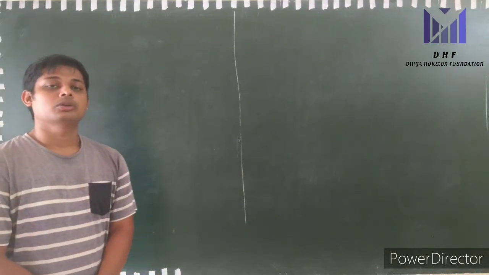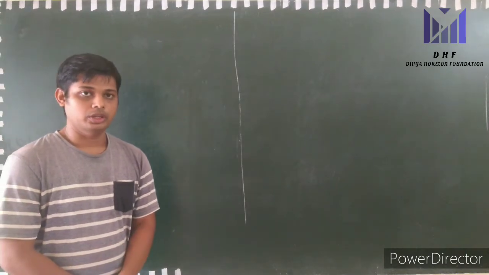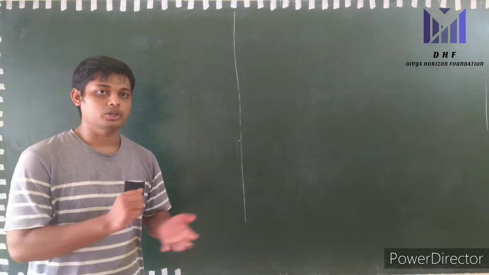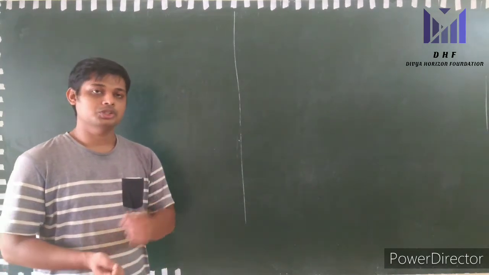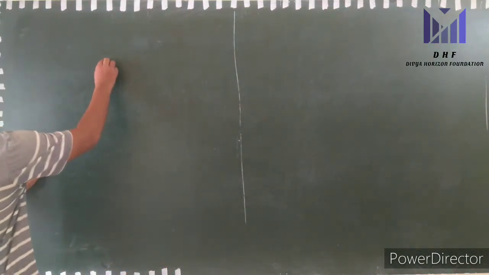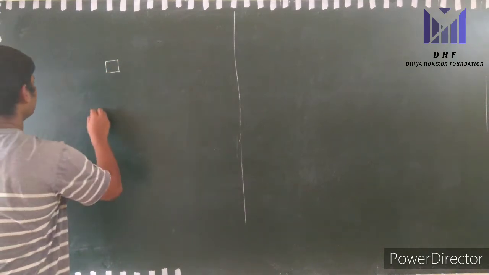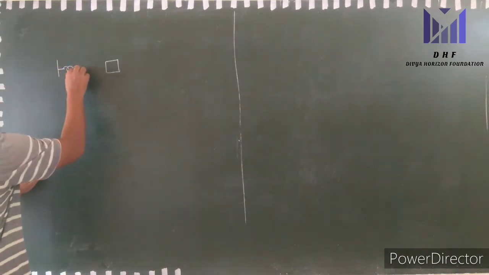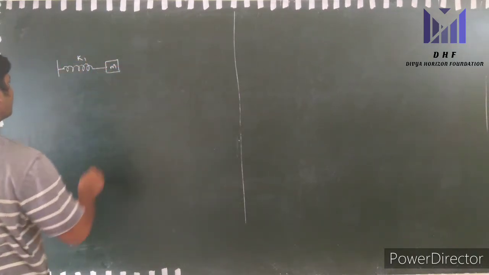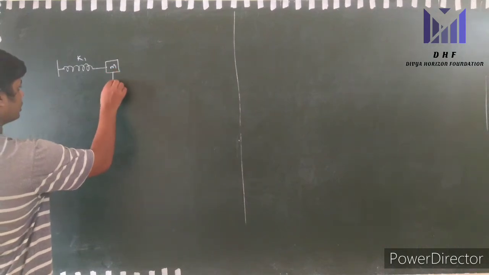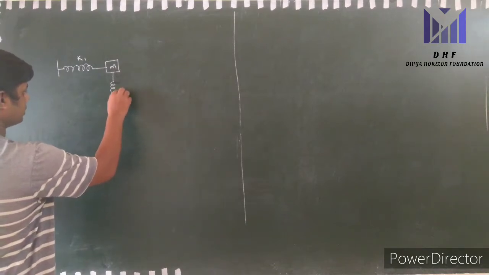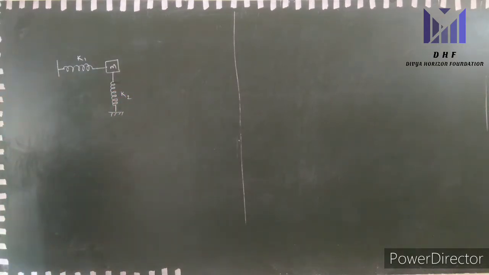Here we are going to discuss the situation when two simple harmonic forces act on the particle in perpendicular directions. We can visualize this situation with an example. Suppose here is a mass, and the mass is connected to a rigid support by a spring of spring constant K1, and also connected to another rigid support through another spring of spring constant K2.